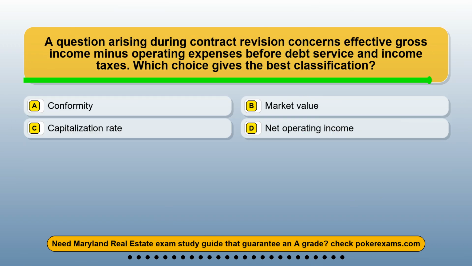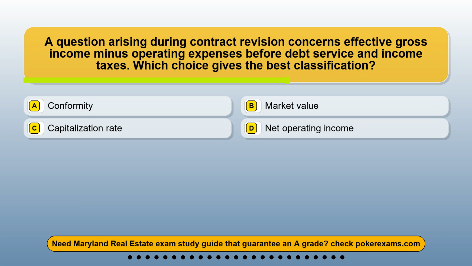Question 17. A question arising during contract revision concerns effective gross income minus operating expenses before debt service and income taxes. Which choice gives the best classification? Option A. Conformity. Option B. Market value. Option C. Capitalization rate. Option D. Net operating income.